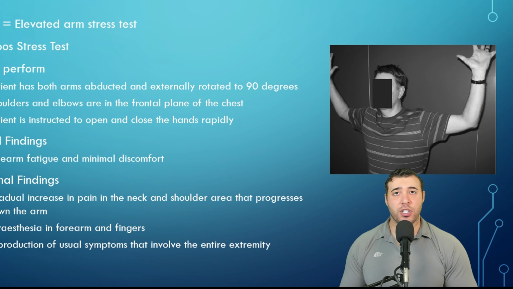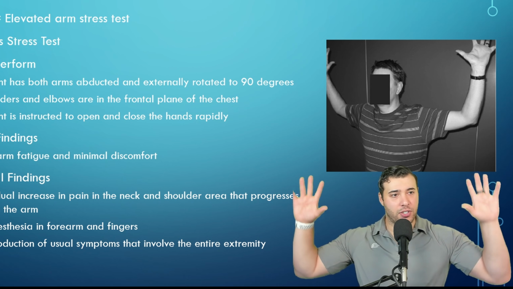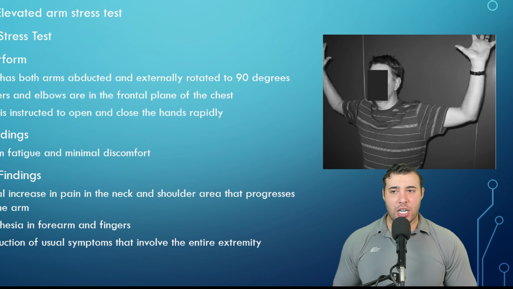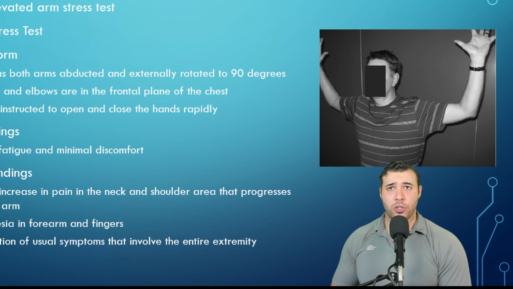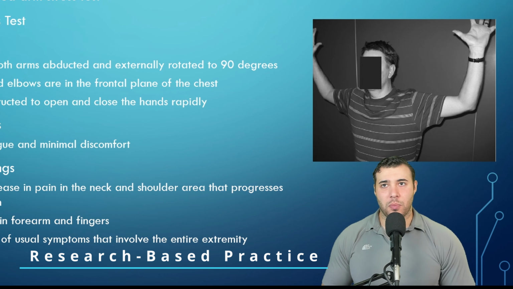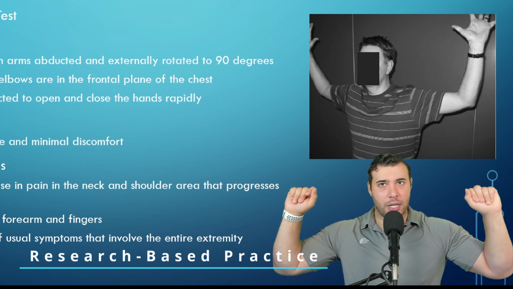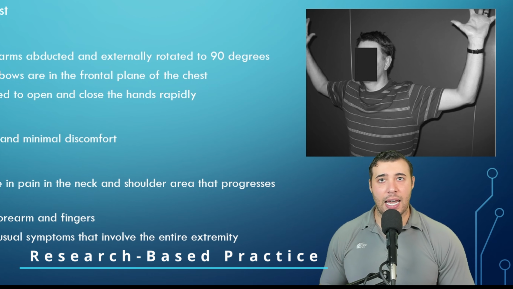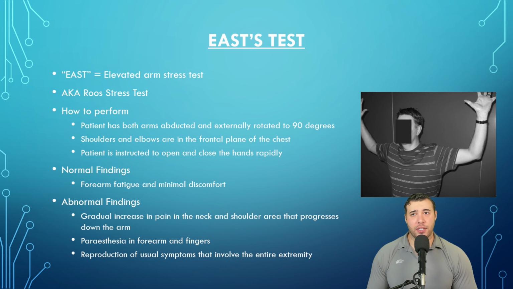The patient is instructed to open and close their hands rapidly, so kind of just doing this motion. Now this can range anywhere from 60 seconds in certain literature findings or even up to 3 minutes. So normal findings in these cases are going to be, if you're having your arms do this for 3 minutes, forearm fatigue and minimal discomfort. Some abnormal findings are going to be a gradual increase in pain in the neck and shoulder area that progresses down the arm, paresthesia in the forearm or fingers, and reproduction of the usual symptoms that involve the entire extremity.